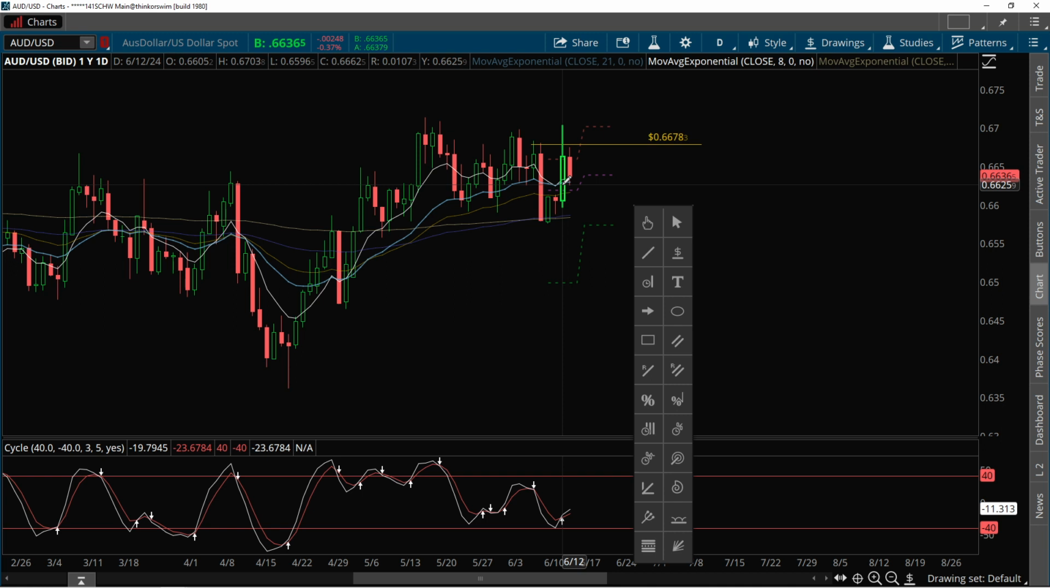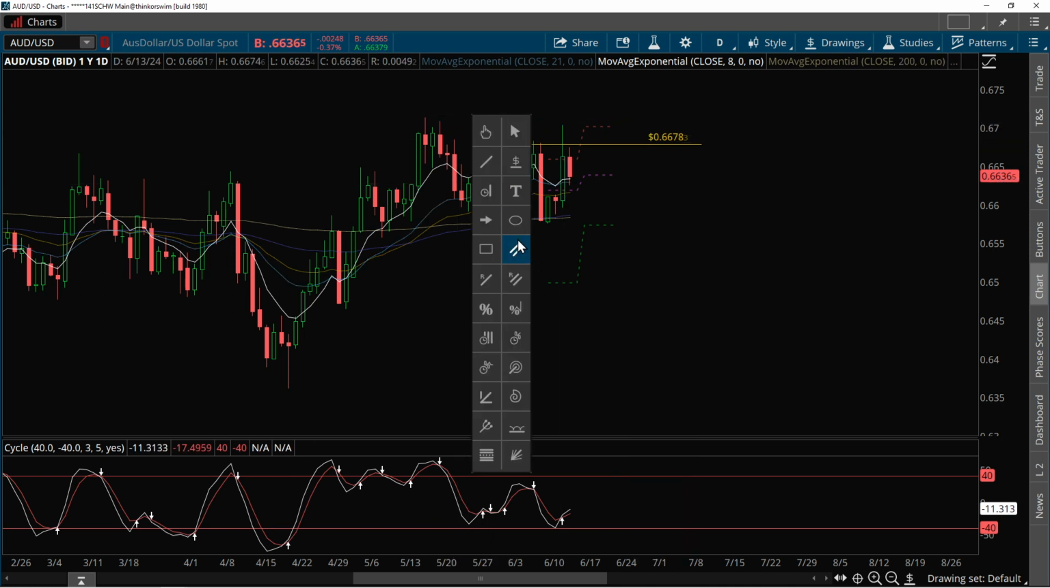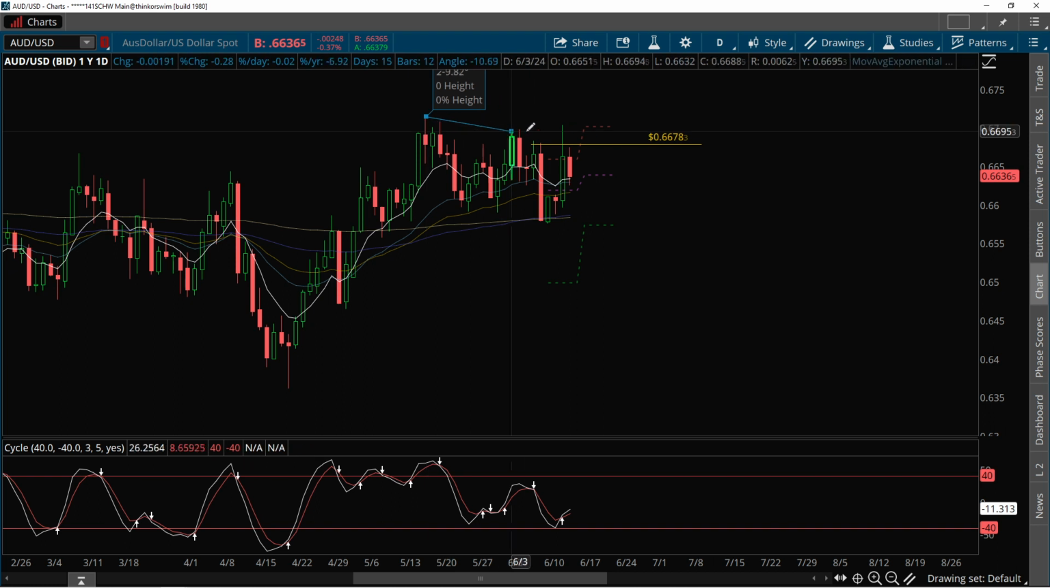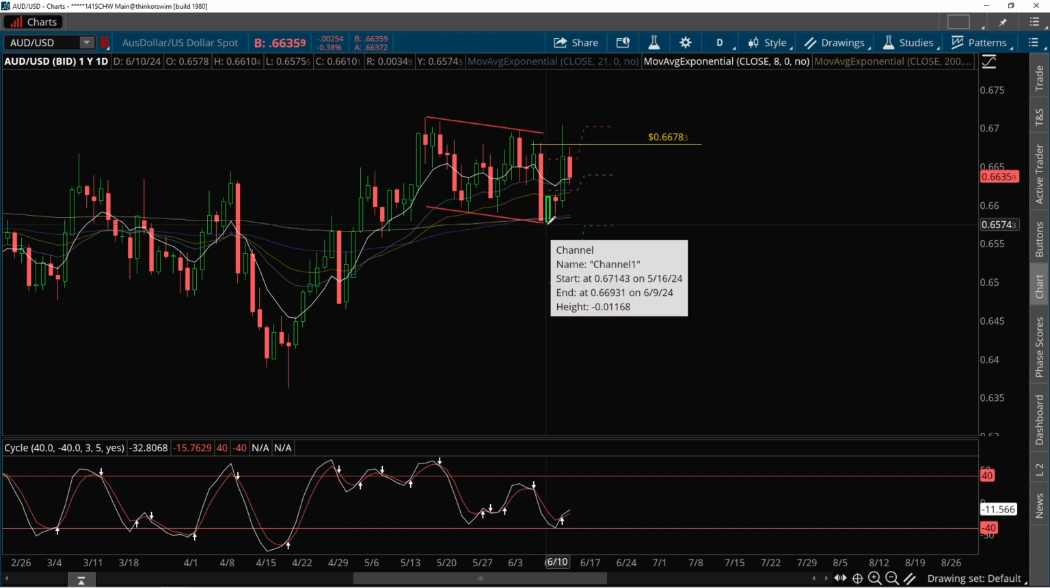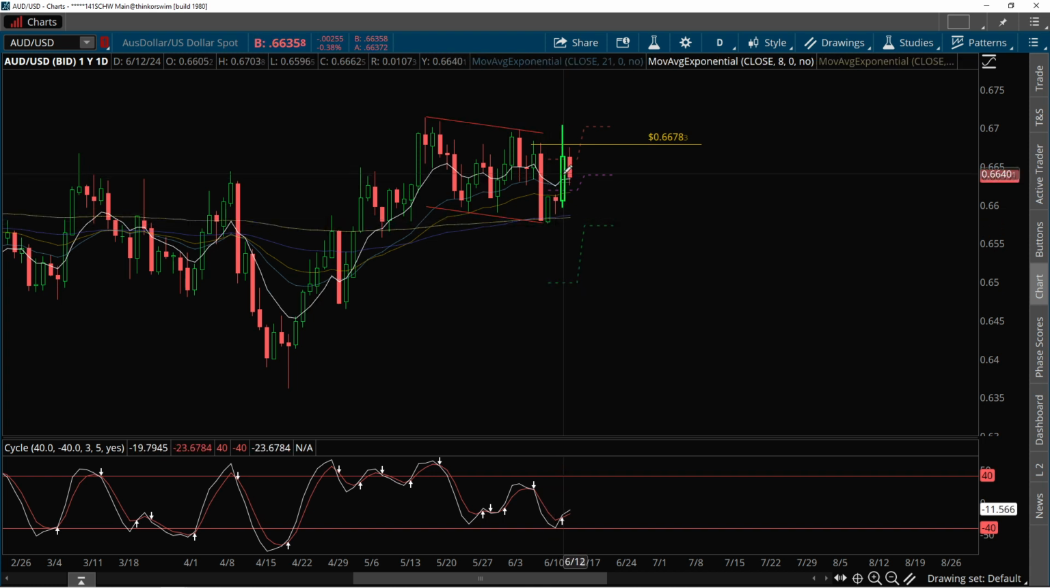If you're buying Aussie, you have a potential complete ABC right here, right? You got an A, you got a B, you got a C. Pattern completion off your daily 200. Impulse close above the 8. And this thing should go. This is bulls' last chance to hold this together.